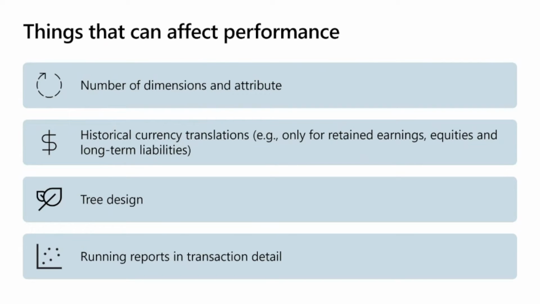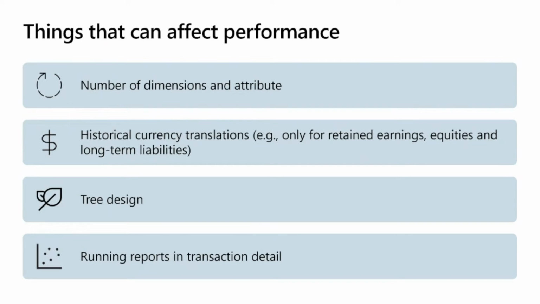The second thing is historical currency translations. We usually recommend using this only for retained earnings, equity, and long-term liabilities. And I was reminded yesterday, sometimes they're also used in fixed assets. Historical currency translations cause a slowdown because what the system is doing is going back and looking at every single day and looking at the currency exchange rate for that transaction for that day and calculating it. So that does cause a little bit of a delay, as you can imagine.